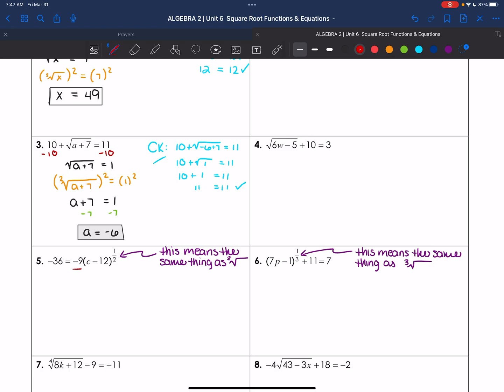To undo that multiplying, I must divide each side by -9. That's going to give us 4. And then on the other side, now I have my little expression nicely isolated.